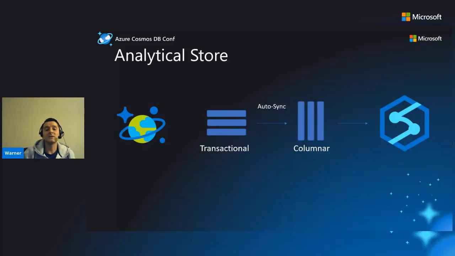In order to do this, when you create the collection, you enable what is known as the analytical store, and the analytical store behind the scenes runs a process that switches Cosmos DB's transactional format automatically into a columnar format and provides access to it from Synapse Analytics.